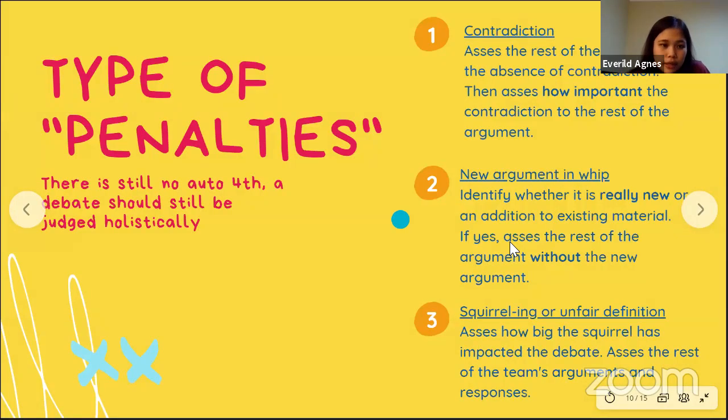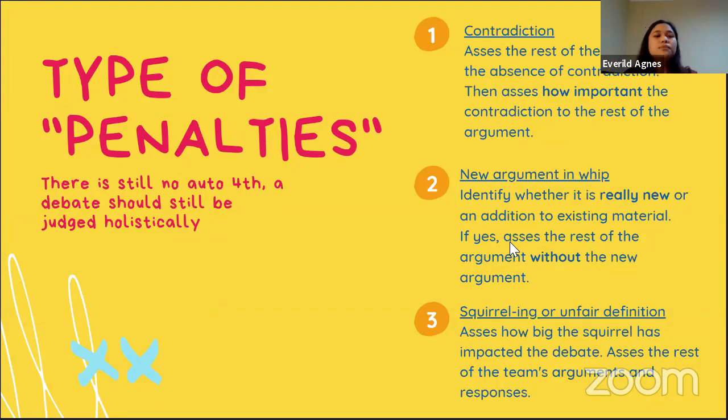Next, types of penalties. Again, there is still no auto fault in the debate. You still need to judge the debate holistically, but basically there are these types of penalties that we give a team. Number one, contradiction. Many of the judges are confused about what kind of contradiction and how big a contradiction actually affects the judgment. So first, what we encourage you to do is assess the rest of the argument aside from the contradiction in and of itself. But second, you also need to assess how important that contradiction is to the rest of the argument.